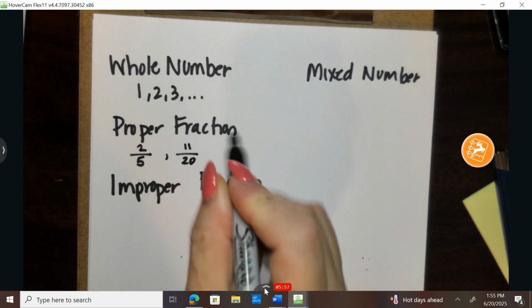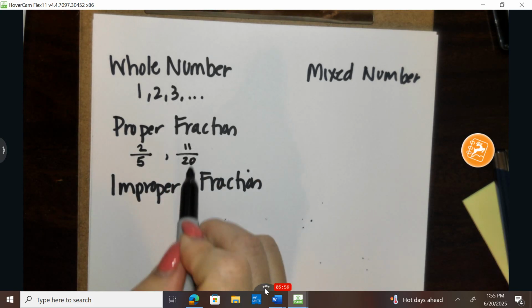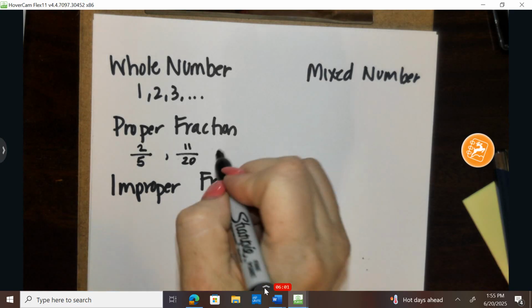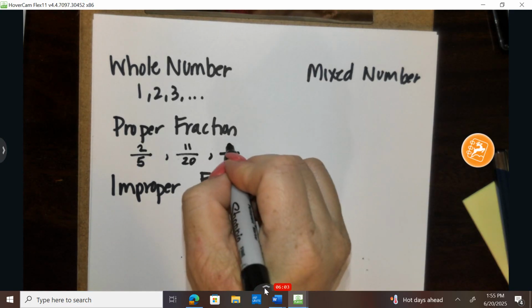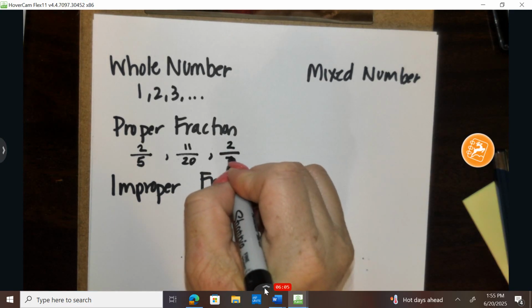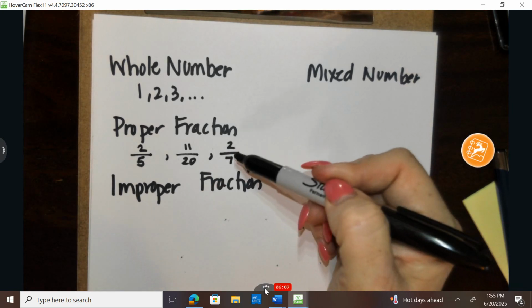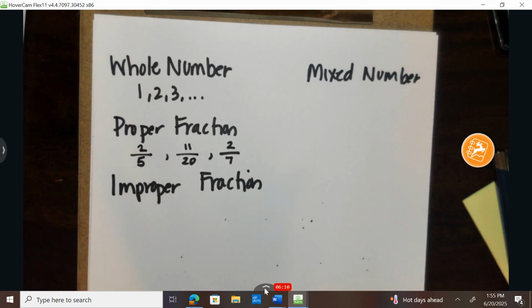11 over 20, as long as the top number is smaller than the bottom, it's a proper fraction. Let's do one more. We could have 2 over 7. As long as the top number is smaller than the bottom, it's called a proper fraction.